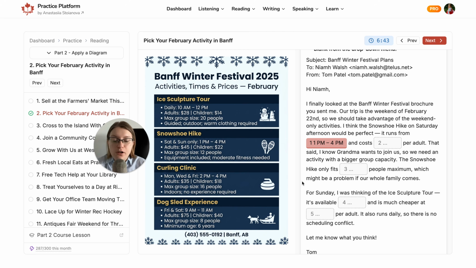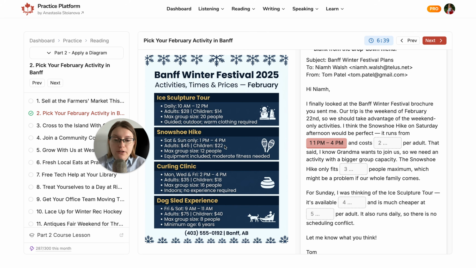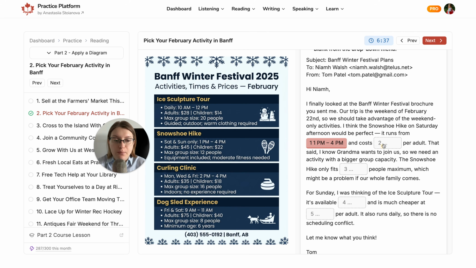So just be careful and always double check, go back to the diagram and, for example, costs. How much does it cost? So again, we go back to snowshoe hike. Don't just rely on your memory. How much does it cost? So you see, $45, and that would be our answer here.